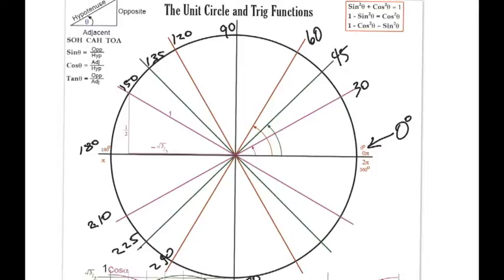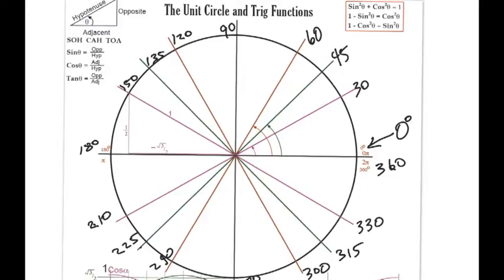Now, I come back up the other side. 270 and 30 is 300. 270 and 45 is 315. 270 and 60 is 330. All the way back to 360. Okay? Now we're going to come back and see what these are in terms of radians.